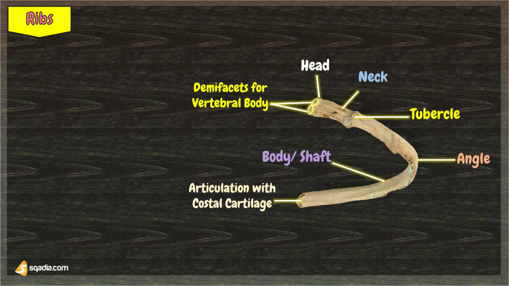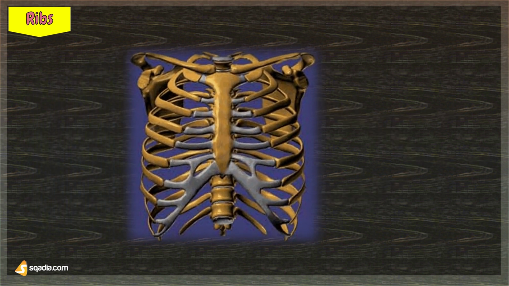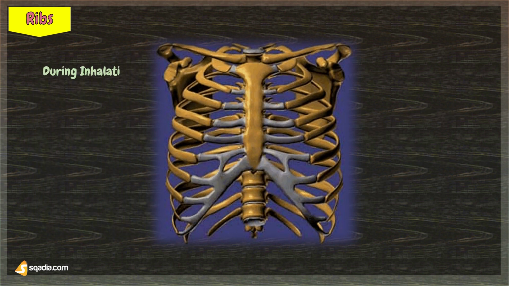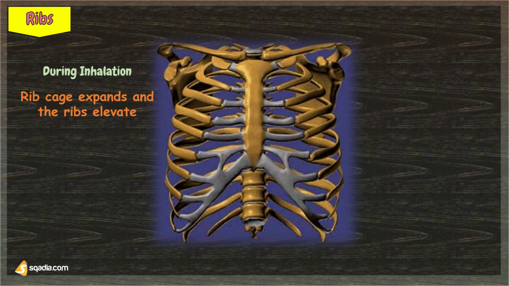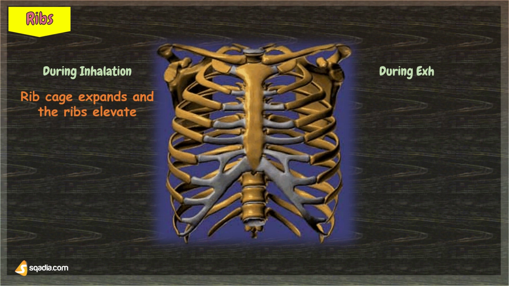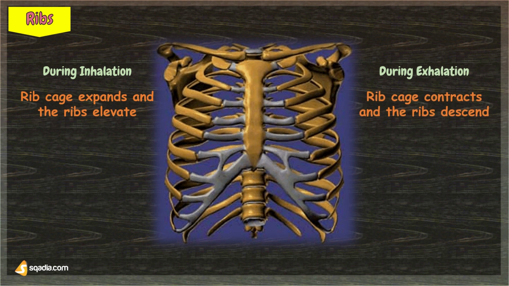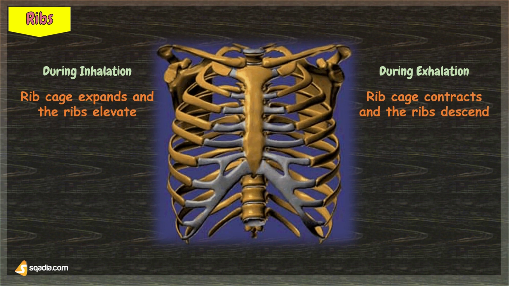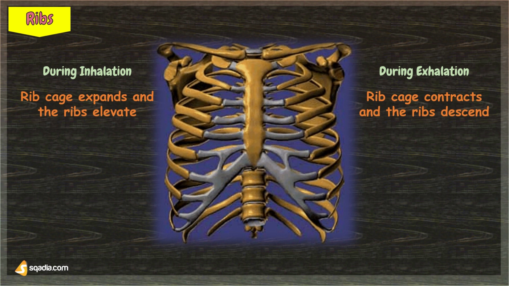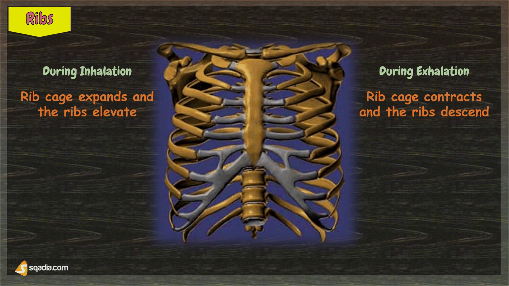The shape and curvature of the ribs play an important role in breathing and chest expansion. During inhalation, the rib cage expands, and the ribs elevate, increasing the volume of the chest cavity and allowing for the intake of air into the lungs. During exhalation, the rib cage contracts and the ribs descend, reducing the volume of the chest cavity and forcing air out of the lungs. Overall, the ribs are a crucial part of the anatomy of the thorax, playing an important role in breathing, posture, and protection of the organs in the chest.